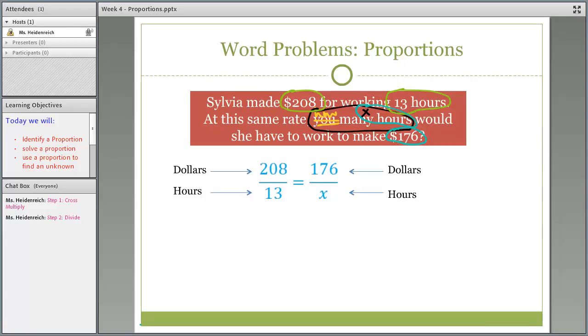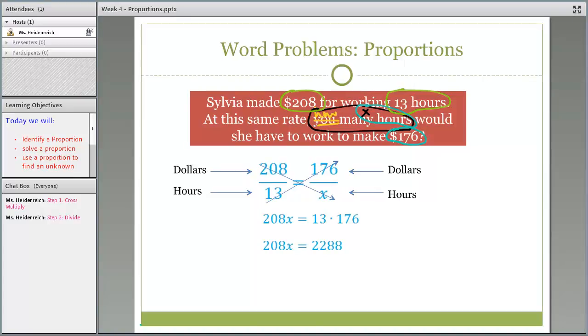Now, this is not the only proportion that I could have written, but this is the one I'm going to go with. Okay, so I'm going to cross multiply now because our goal is to solve for x. And I would get 208x equals 13 times 176. And then I need to do the 13 times the 176, and I would get 2,288.